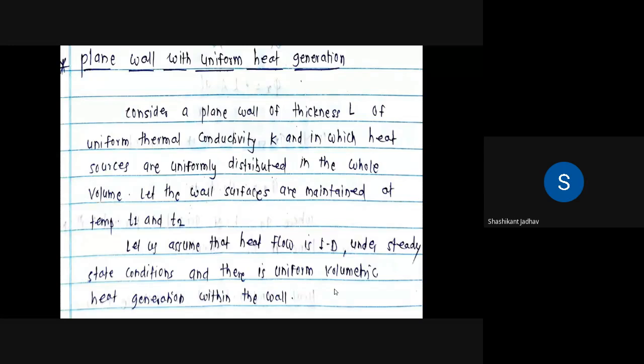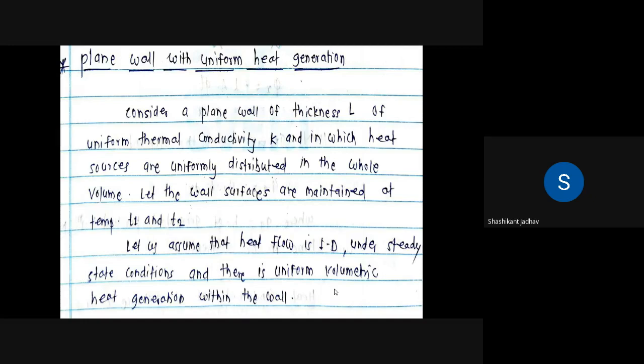So in this case we have to assume that heat flow is one dimensional and steady state condition is there, and there is a uniform heat generation within the wall. So whatever we have covered in that derivation, we have not considered this factor, that is uniform heat generation within the wall. Okay, so for this case we have to derive it.